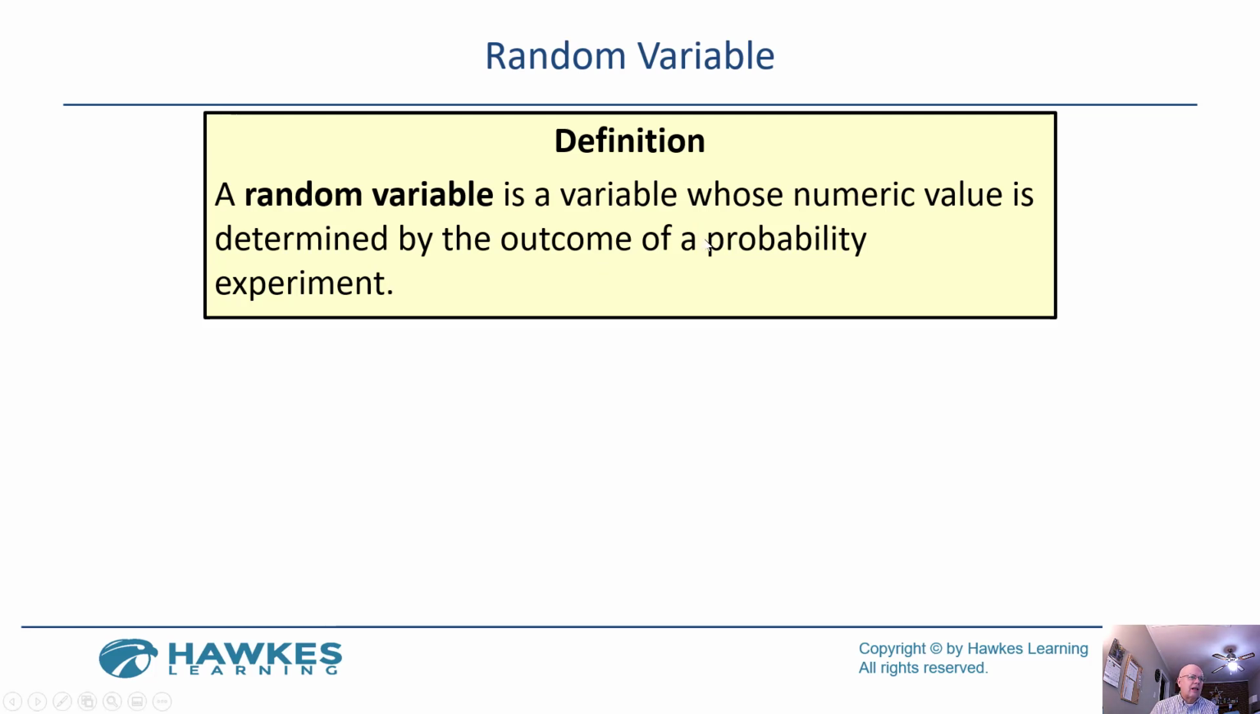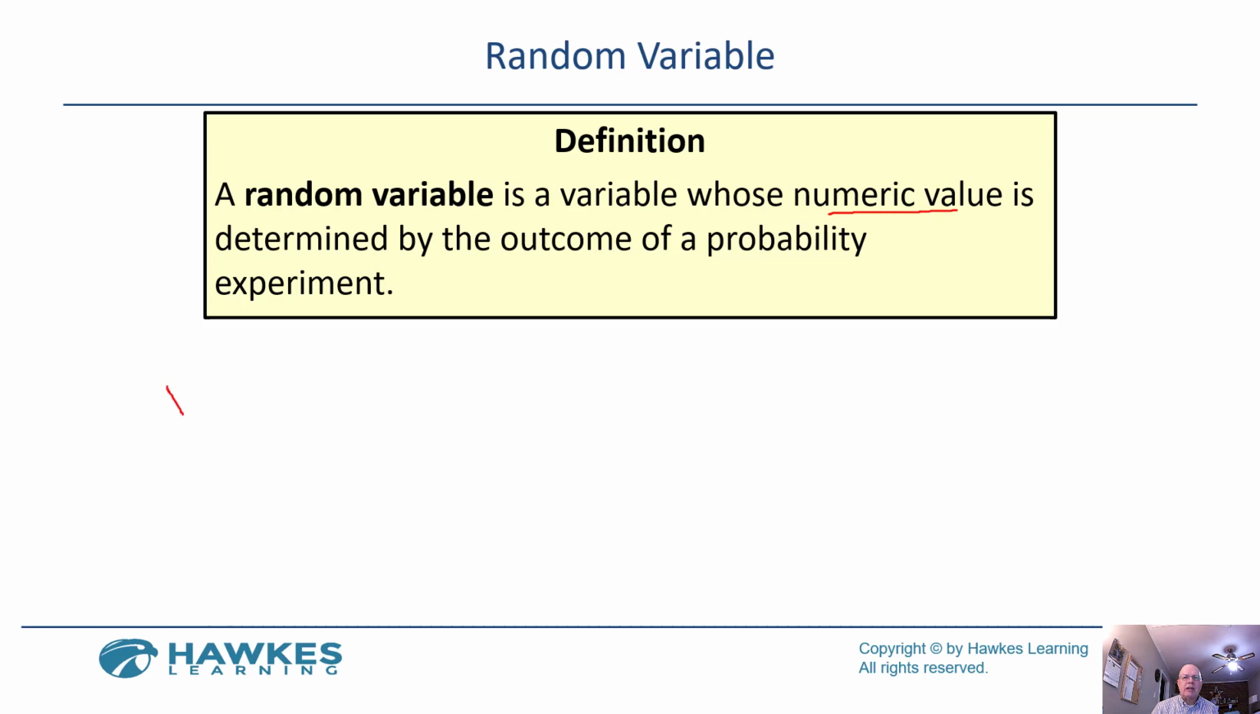So the probability experiment might be something like rolling the dice or flipping a coin, or you name it. It could be any of those things. The outcome is what you see as a result of that experiment. So maybe you roll the die and it comes up a 4. Or you roll dice and it comes up a 7. The variable is the number that comes up.